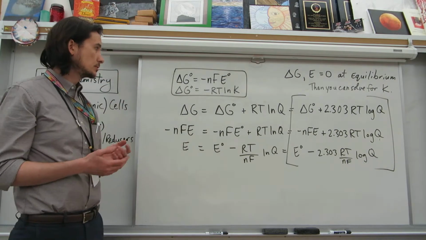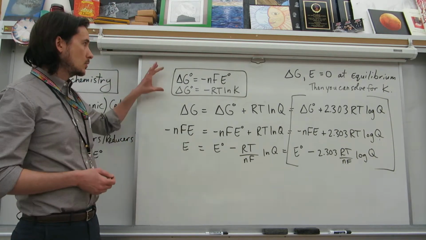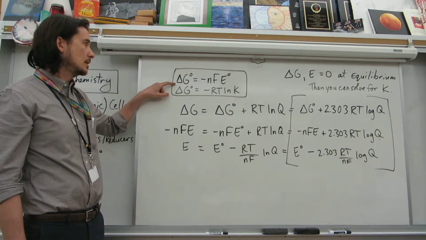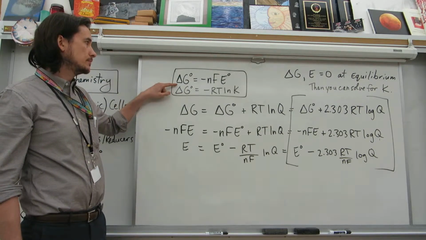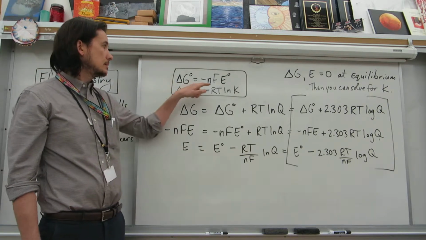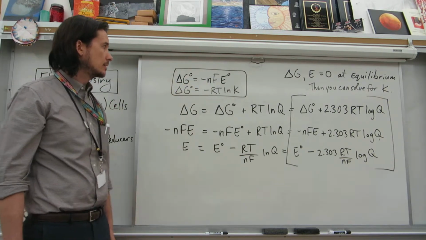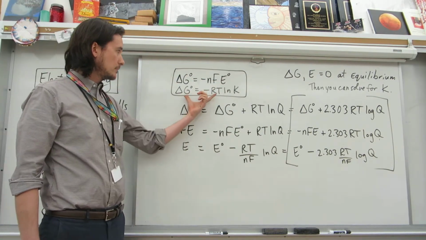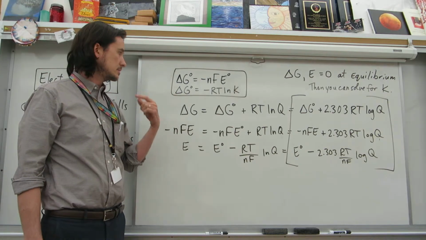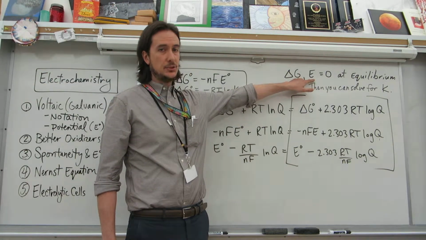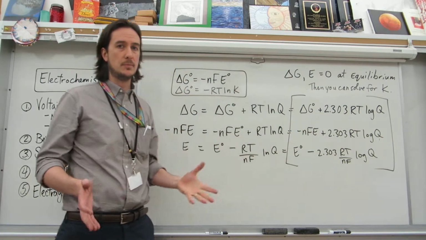So looking at the Nernst equation, the equations on the new AP test, this is really all you have. We have delta G naught, delta G under standard conditions, equal to negative nFE naught, the standard cell potential. And we have this, right? If delta G is 0, or if the potential is 0, then we say it's at equilibrium.